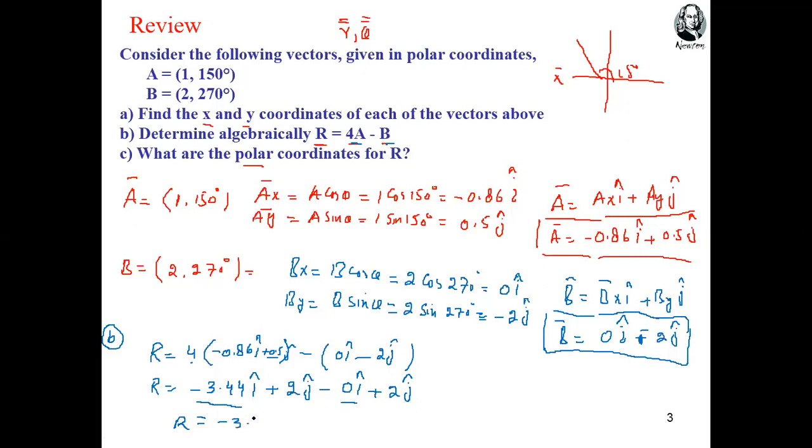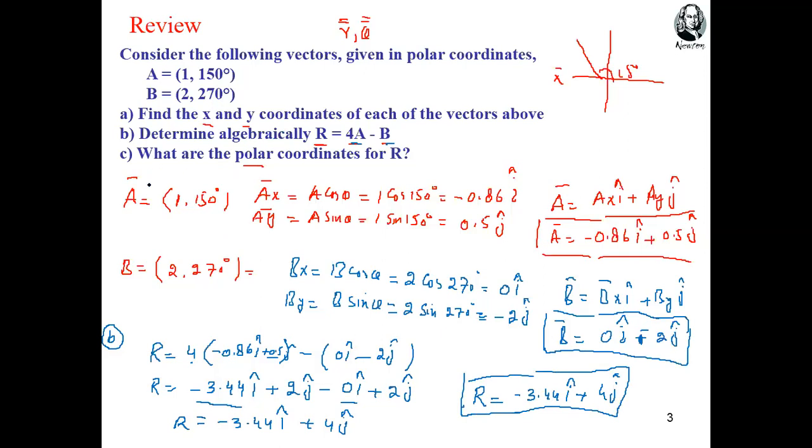Minus 3.44 i vector. 2 plus 2 equal to what? 4j vector. This is actually the R vector. R vector is equal to minus 3.44 i and we have 4j. This is part number 2. It's a kind of preparation for your second quiz. So we know R value from B part.